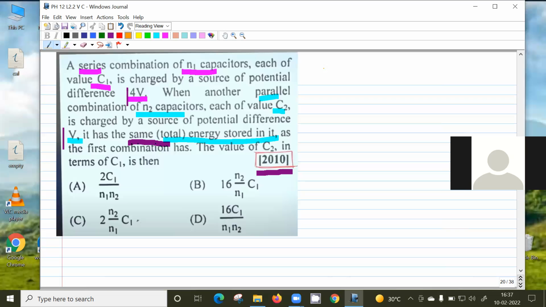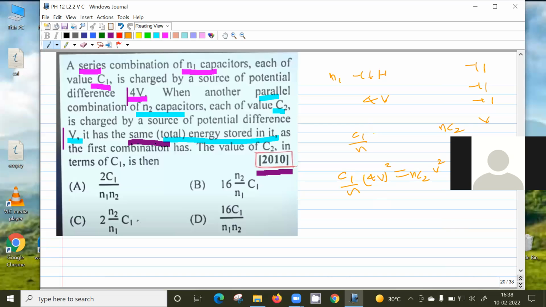Fourth option. Just listen. N1 capacitors in series, and the potential is 4V, and N2 capacitors in parallel, the potential is V, okay. The energy is the same, right? So half C V square. Here the C equivalent would be C1/N1. Here it will be N2 times C2. So C1/N1 into 4V square equals N2 C2 V square.